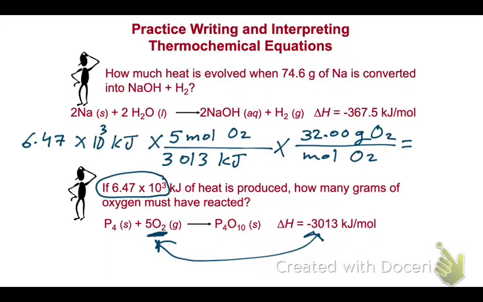Now when I do this math, it will be 6.47 times 10 to the power 3, multiply this by 5, divide by 3013, and then multiply this by 32, and the answer, with 3 sig figs, will be 3404 grams of oxygen reacted to give that amount of heat.